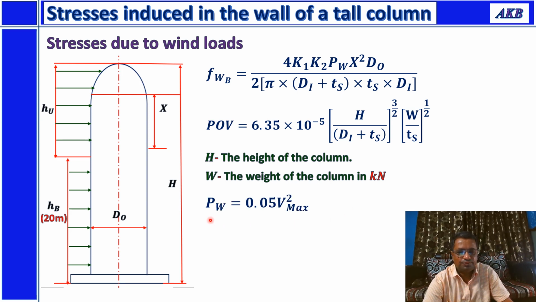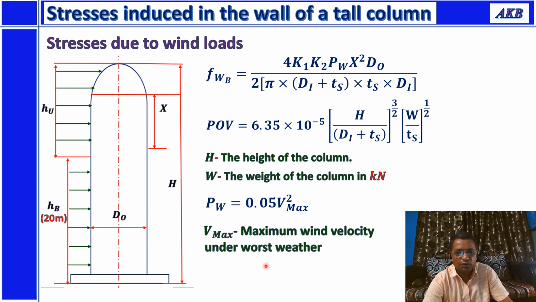Then PW in this equation is given by this equation. Wind load is 0.05 into V max square. What is V max? V max is the maximum wind velocity in that particular area where the column is to be erected. Maximum wind velocity under worst conditions, worst weather conditions.